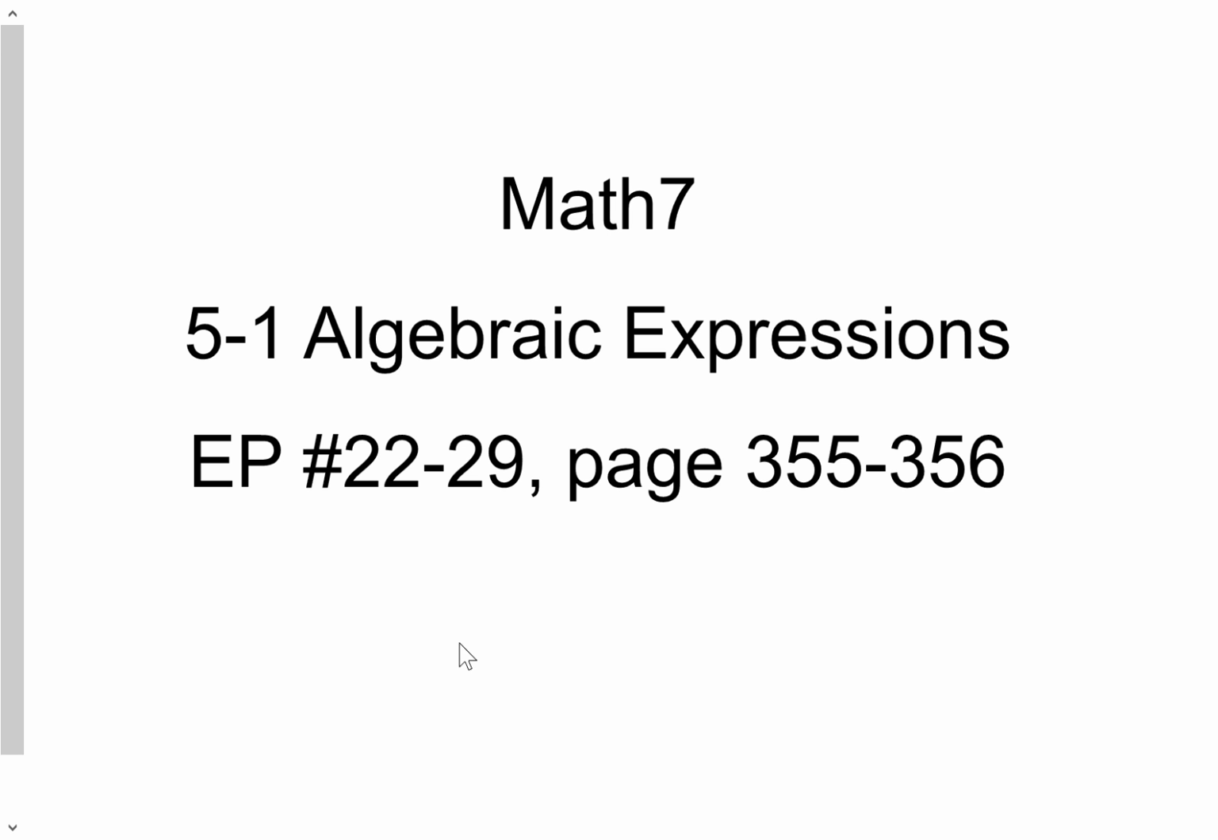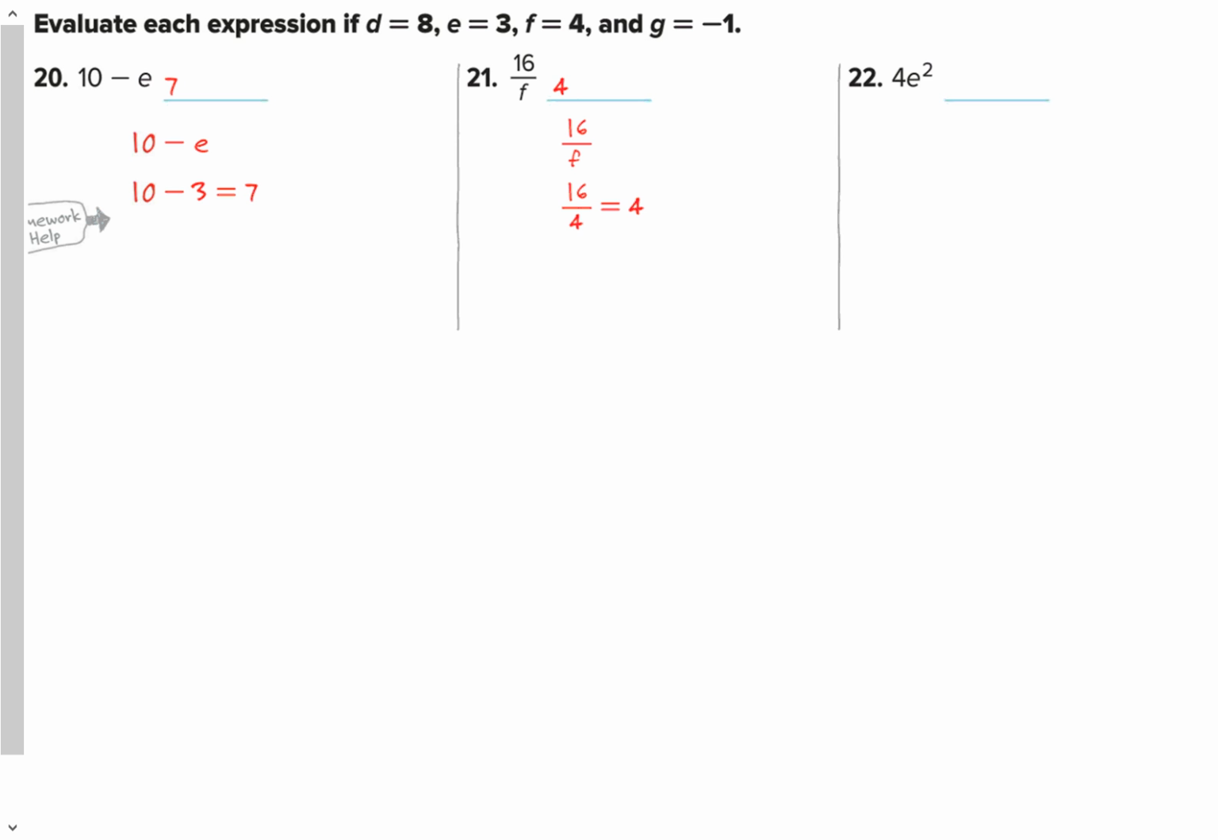Hi there. Today we're going to discuss extra practice number 22 to 29, page 355 to 356. This is chapter 5, lesson 1, Algebraic Expressions. Our first example is 4e squared.